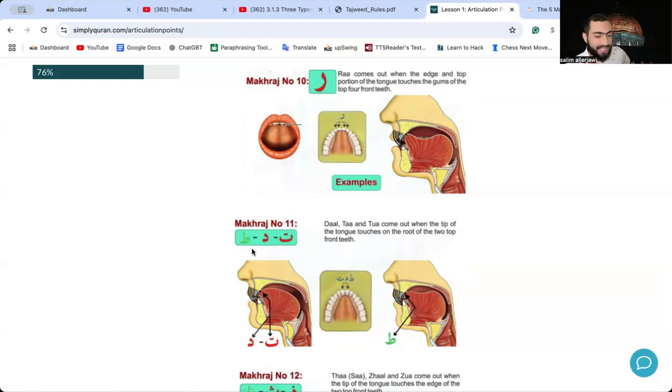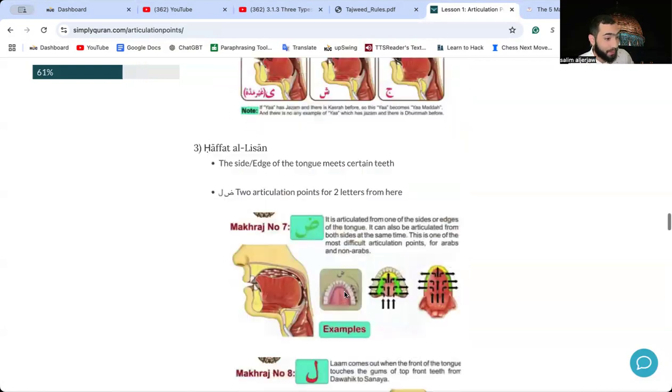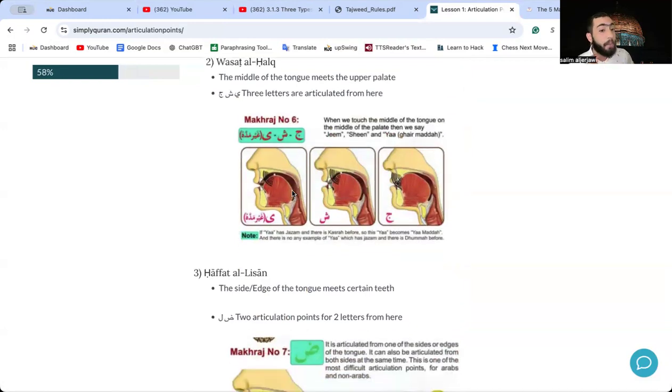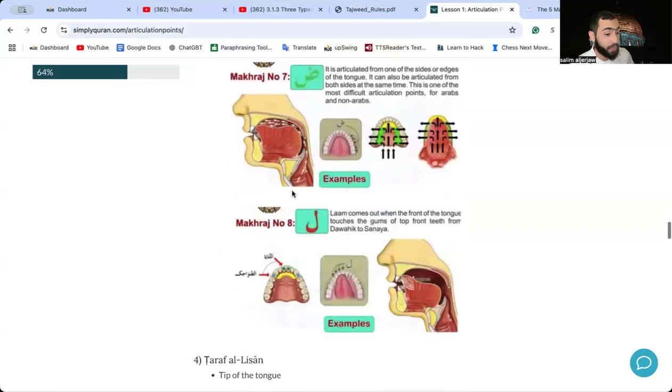They are having the same exit. So see this area here? The tip of the tongue will touch the upper teeth, specifically those two teeth. The same thing that we mentioned about those three letters. They have the same exact exit, but they have different criteria, which makes them unique.